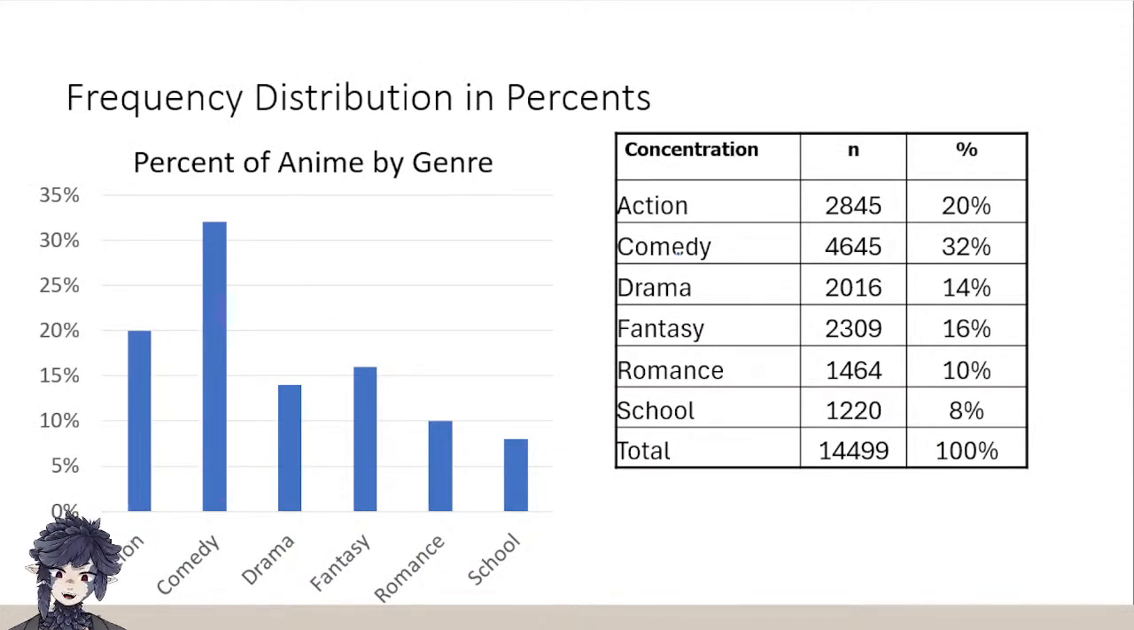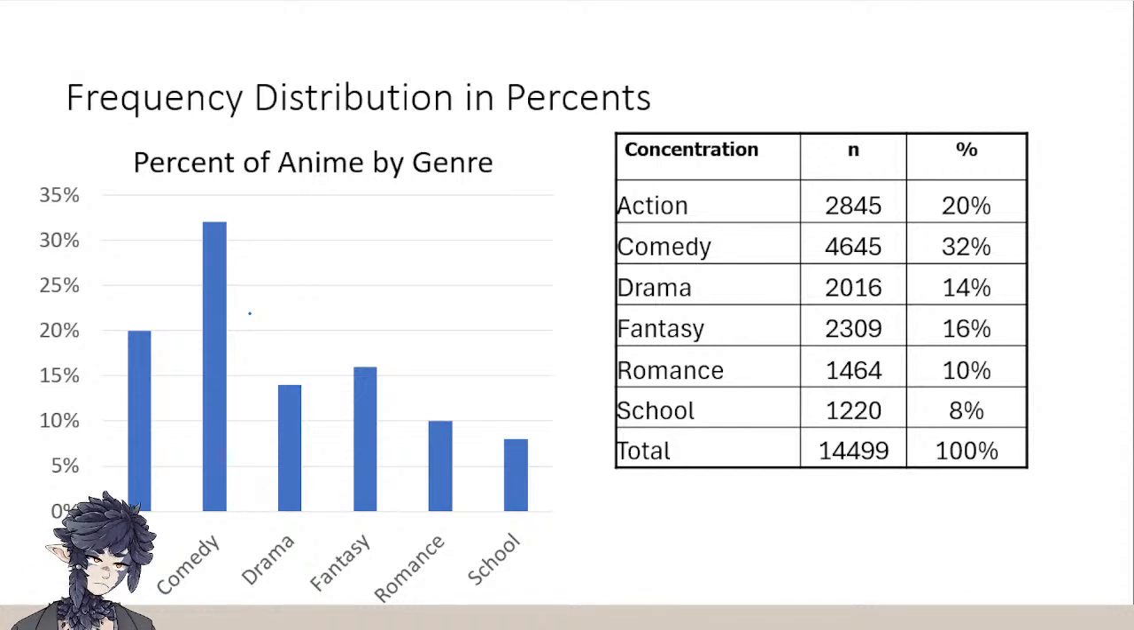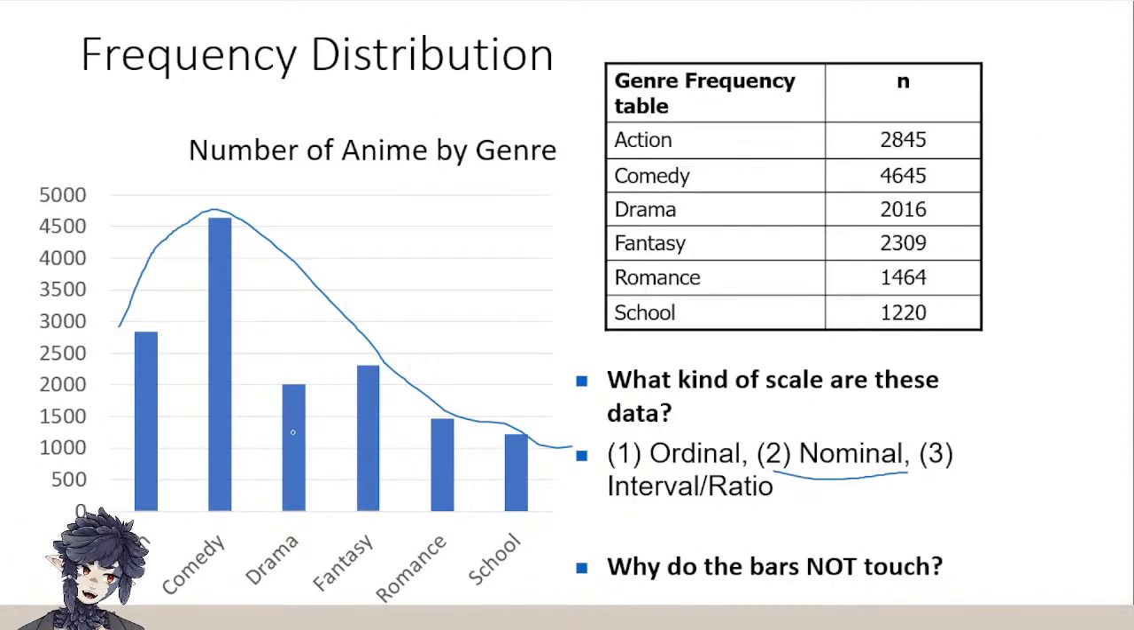Okay. We can also graph the same data with percent. So before, I was graphing it by just sheer number of how many things fall into this particular category. Here, we can also graph it by percent. So there was a total of 14,449 anime in this data set that had genres. And I can say, well, 20%, I can calculate that, 2,845 divided by the total number is about 20%. 20% were action, 32% were comedy, 14% were drama, etc. It's the same data. I'm just displaying it as percentage instead of just raw count.